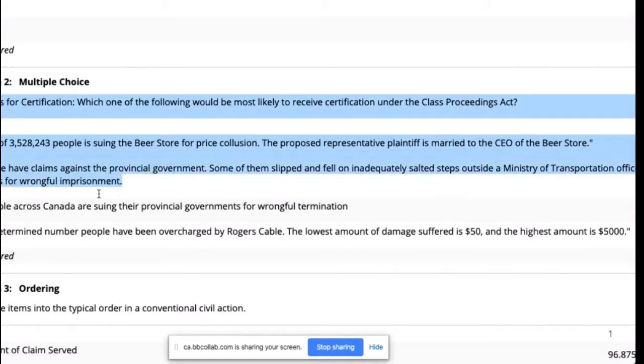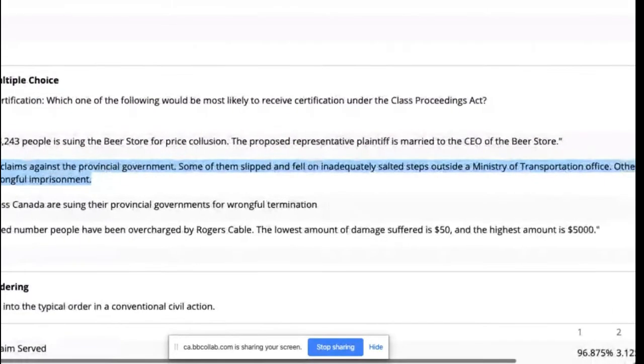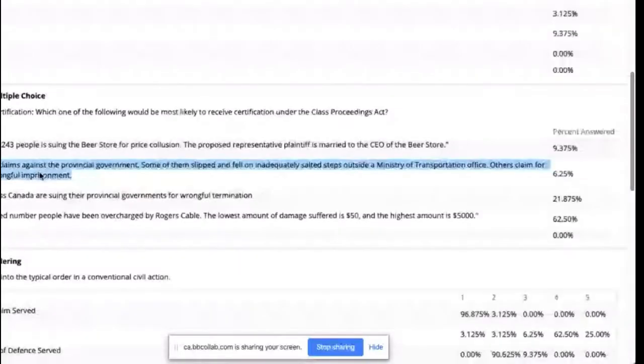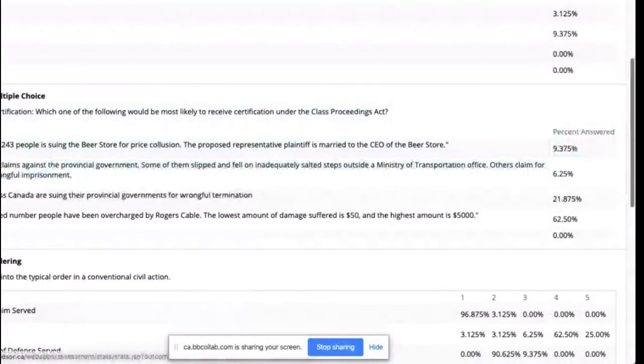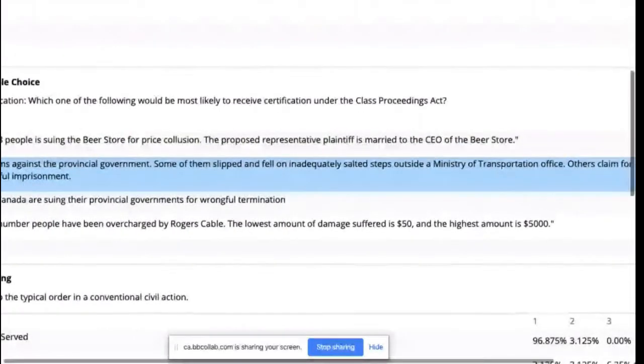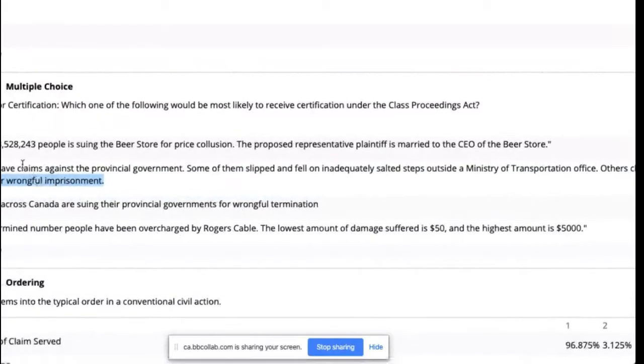Some of them slipped and fell on inadequately salted steps outside the Ministry of Transportation office. Others claim for damages for wrongful imprisonment. Okay, so this sounds pretty good because they're all suing the same defendant, and there's no evidence of conflict of interest or anything like that. But they don't have a common issue. So just having a single defendant is not good enough.